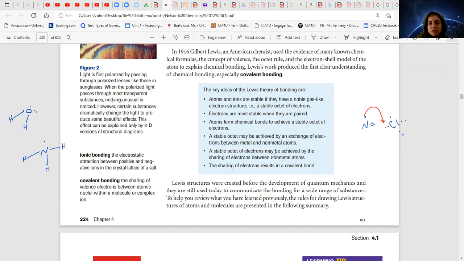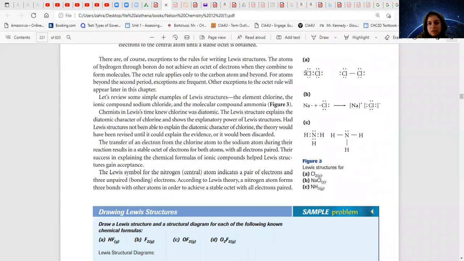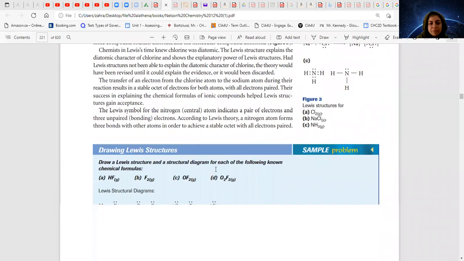A stable octet of an element may be achieved by sharing electrons, like this one. You share electrons here and here. The sharing of electrons results in a covalent bond, as opposed to the ionic bond here. So here is Cl2, where you know these 2 electrons are shared between them. For NaCl, if you transfer an electron from Na to Cl, of course there are going to be 8 electrons around it. And you need to put in brackets: positive means it has lost 1 electron, and put a bracket, negative means it has gained an electron. I should explain that to you.